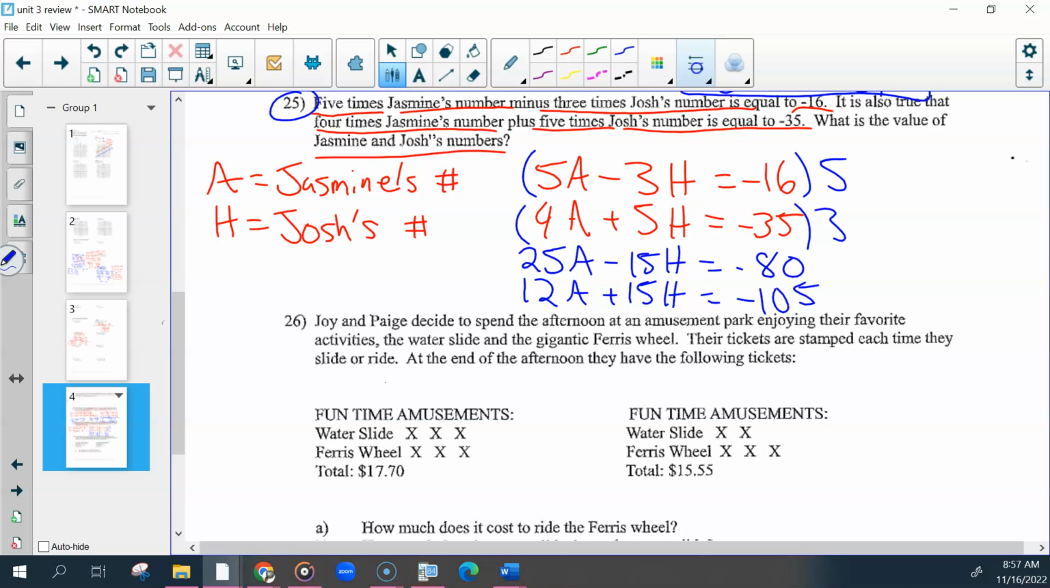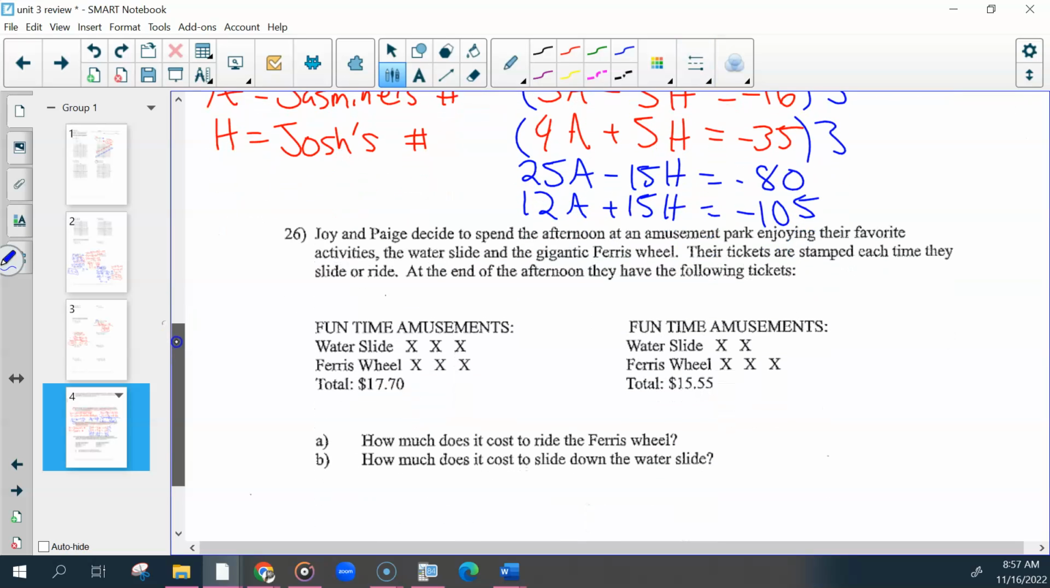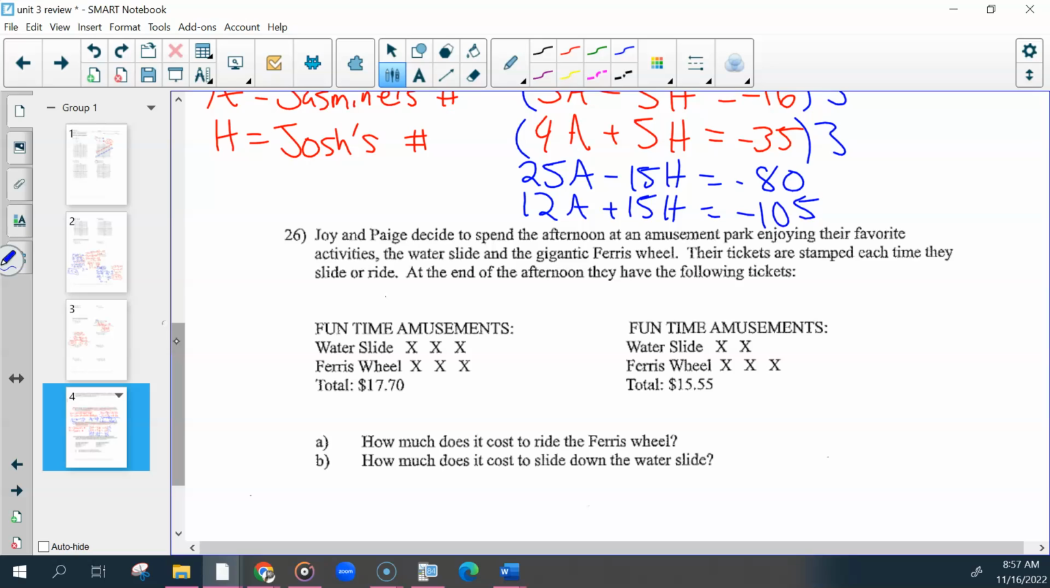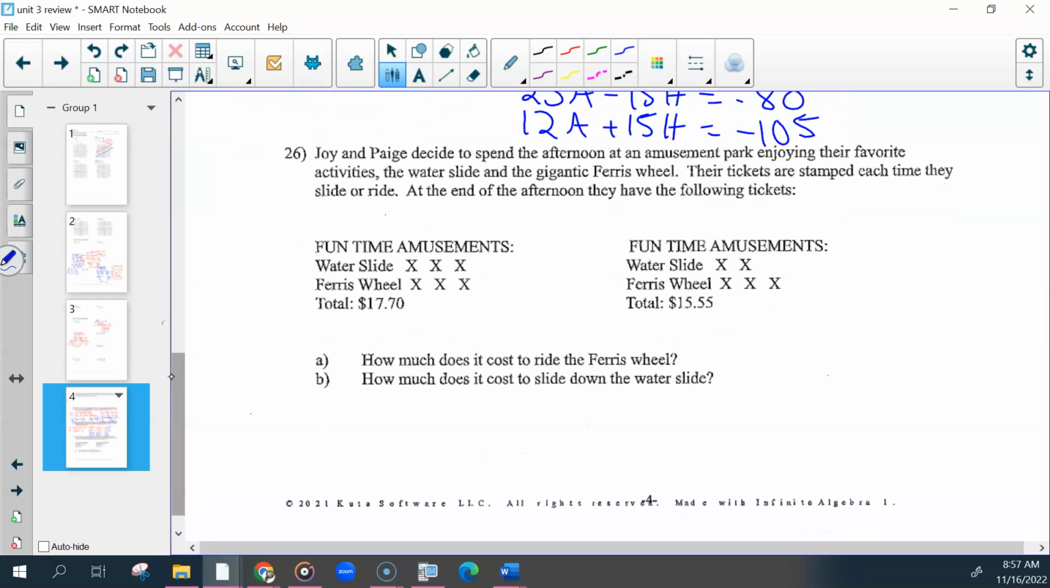26 looks confusing because of all these x's and things going on. The part up here really has nothing to do with anything you need to set up. The questions at the end will help you define your variables. How much does it cost to ride the Ferris wheel? How much does it cost to slide down the water slide? So you can call that F and W, W and S, X and Y, it does not matter.